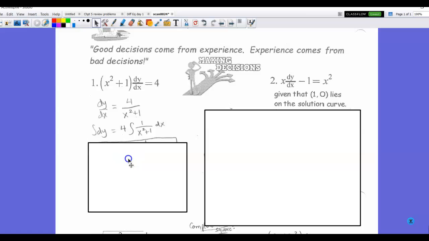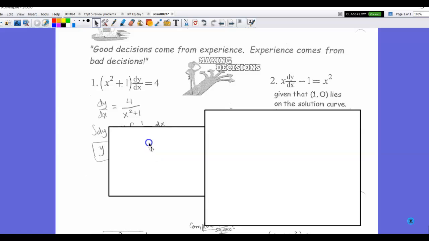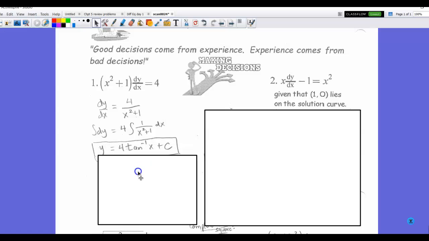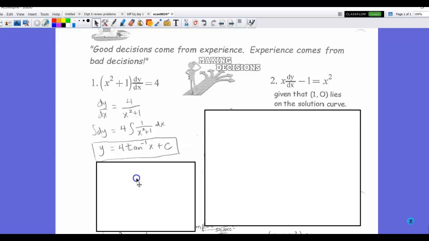So on the left-hand side, the antiderivative of 1, remember there is a 1 in between the integral symbol and the differential dy, so when you integrate 1 in terms of y, you get y. On the right-hand side, I keep my coefficient of 4. The antiderivative of 1 over x squared plus 1 is inverse tangent of x. Don't forget the c.